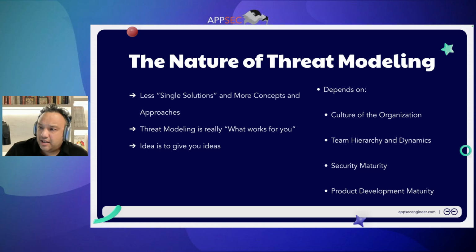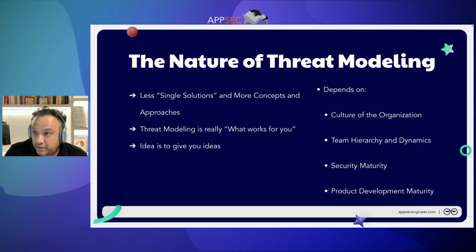Now, the nature of threat modeling. One of the things you will see is that there is no standard one way to do it. In fact, if you ask 10 people who do threat modeling what approach they use, you'll likely get 10 or even more than 10 solutions. It's not one of those super standardized practices. It's not a single solution practice. So it's really what works for you. There are certain concepts that you can take and make your own, and use as the basis for being able to understand and do something with it on your own.